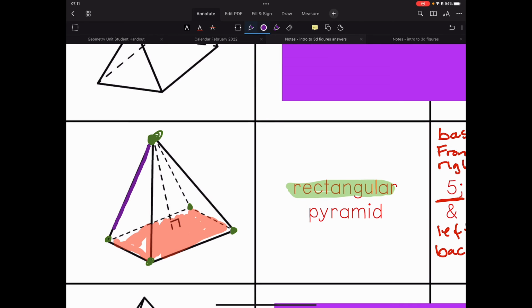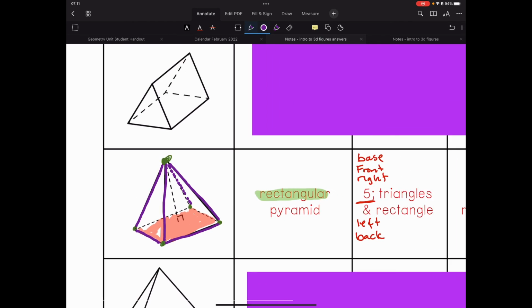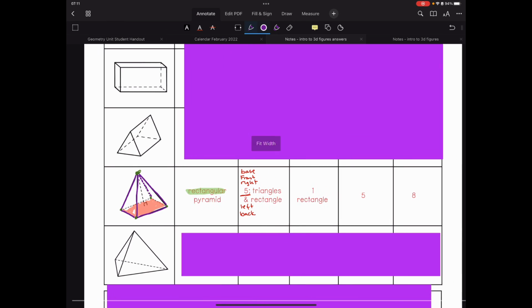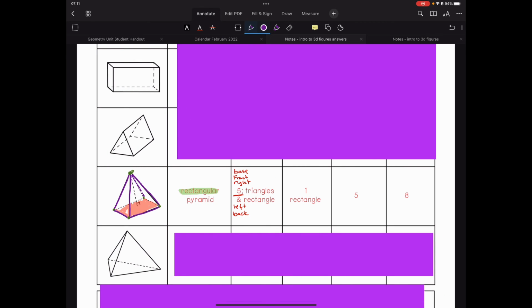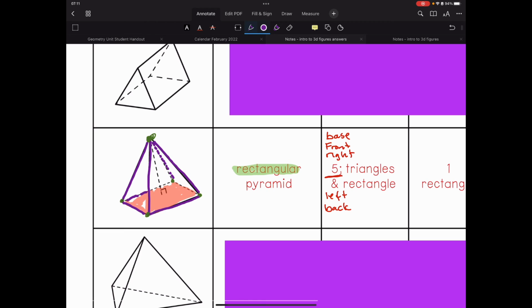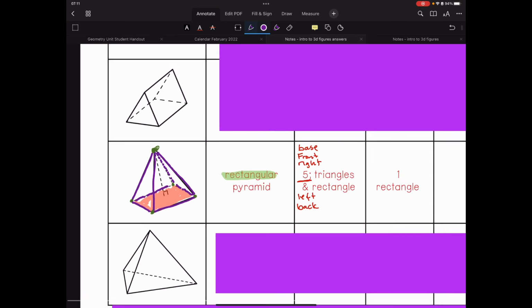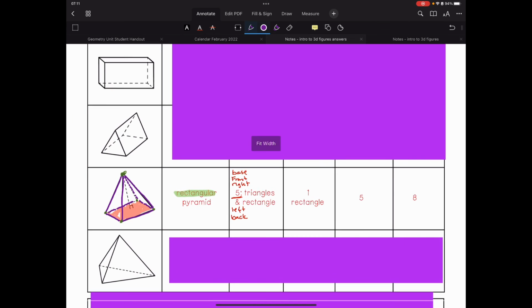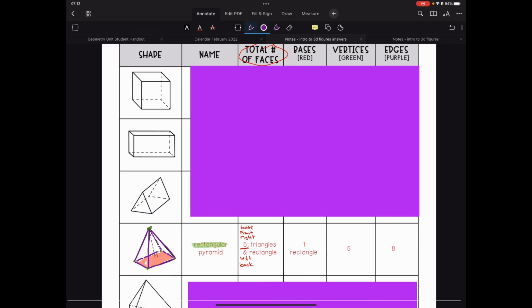So 1 edge, 2 edges, 3, 4, 5, and then this one at the back. So 6 edges. Oh, no, I forgot some. 7, 8. So there are 8 edges. So that's how we'll fill this side of the page in.